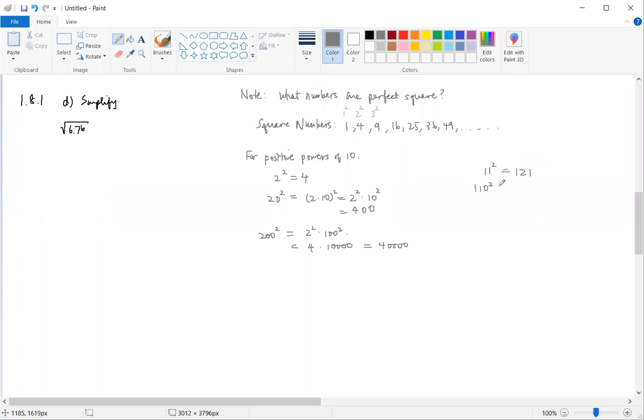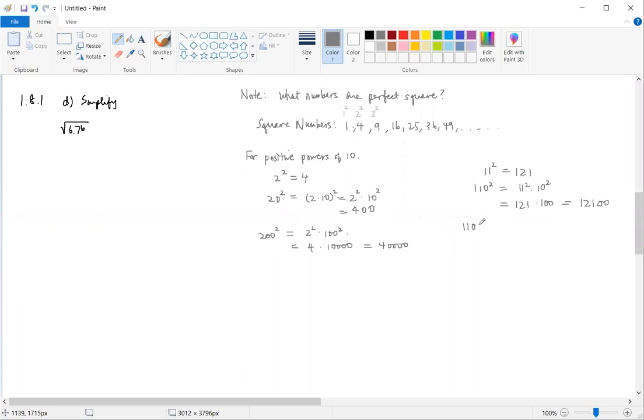If we add 1 zero, what happened? This is 11 squared and then 10 squared, 11 times 10. So this part is 121, this part is 100. So yeah, it is the same thing: the non-zero part is a square number, then the zero part, you will have 2 zeros.